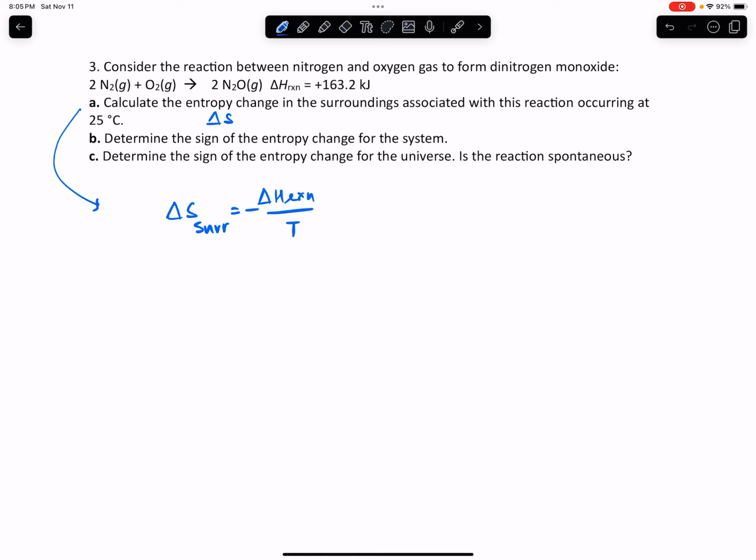Okay, and so now we just have to plug the numbers in to calculate it. So we're going to plug in minus 163.2 kilojoules. Now, since delta S is always calculated in joules per Kelvin, we have to convert kilojoules to joules, so multiply by 10 to the power 3 joules over kilojoules. And then that whole thing is divided by, if it's 25 degrees Celsius, we add 273 to that, so that's 298 Kelvin. So we simplify that, we get minus 548 joules per Kelvin. And that's it. That's the delta S for the surroundings.